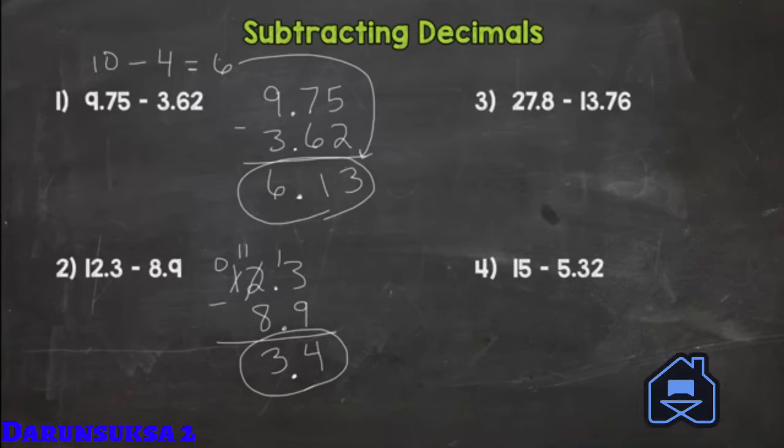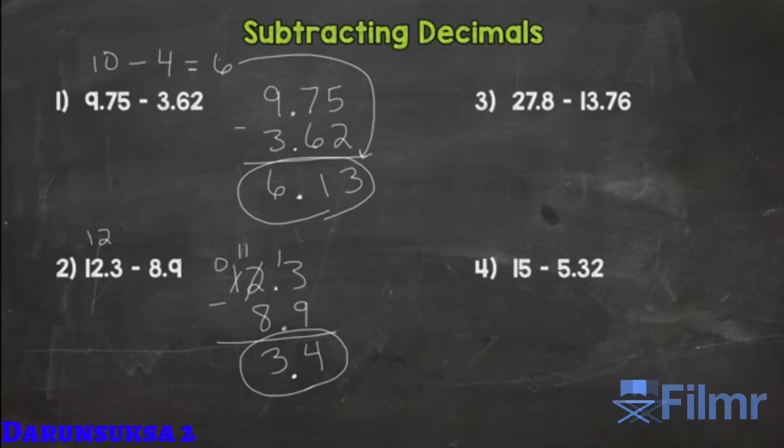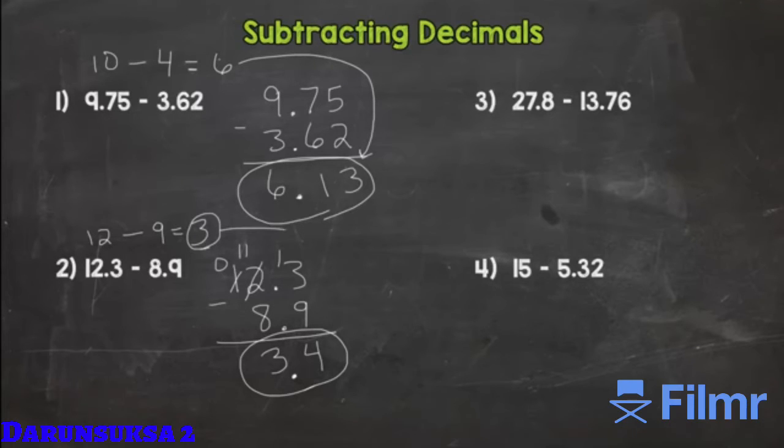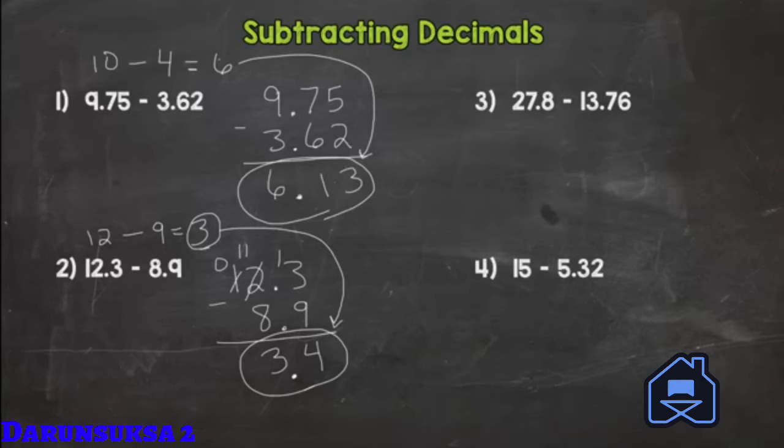Let's round and use estimation to see if our answer makes sense here. So this would round to 12, and 8 9/10 would round to 9. 12 minus 9 is 3, so our estimation is 3. Our answer makes sense. We have a reasonable answer.